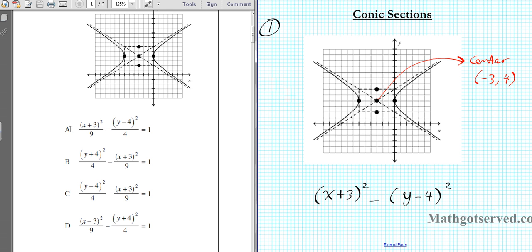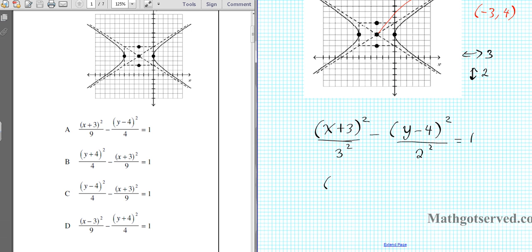Just by graphing that, we can clearly see that the answer is going to be option letter A. Just to make sure, for the denominators, we're going side to side 3 units, so under the x we're going to have 3 squared. And since we're going up and down 2 units, under the y we're going to have 2 squared, and that equals 1. If we simplify it, we have x plus 3 quantity squared over 9 minus y minus 4 squared over 4 equals 1. And our final answer is option letter A.